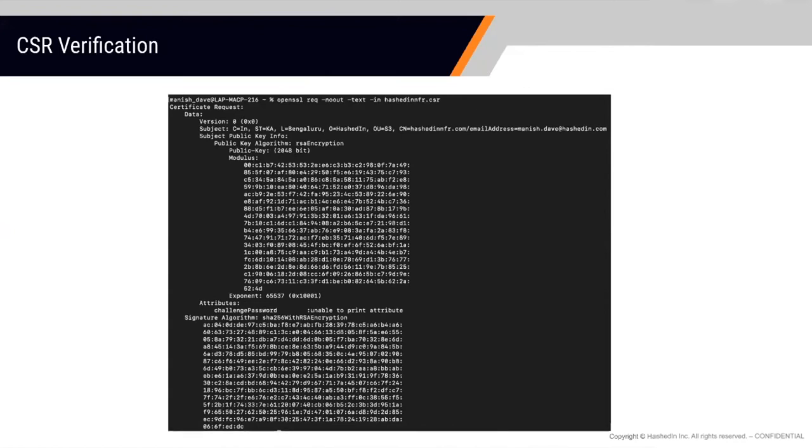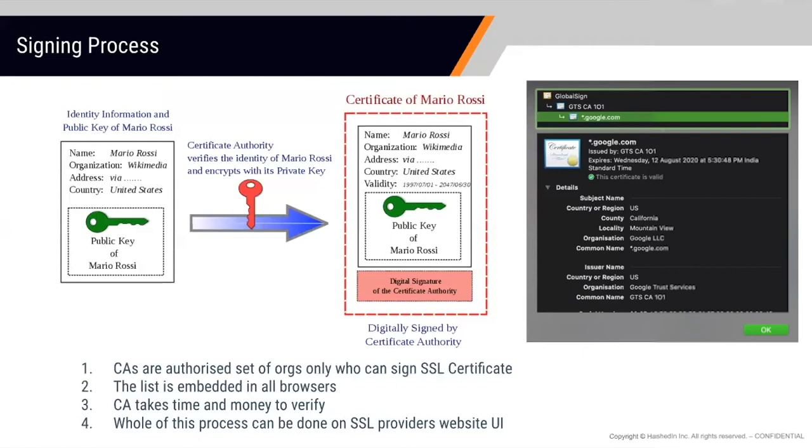Now how does this process happen? So CAs have many processes, like they can verify a domain, they can send you an email. Earlier it used to be physical verification, right? So that's how CSR is visualized.